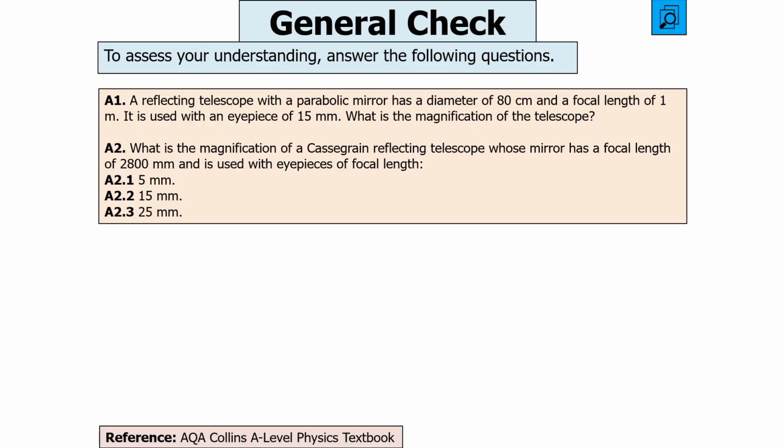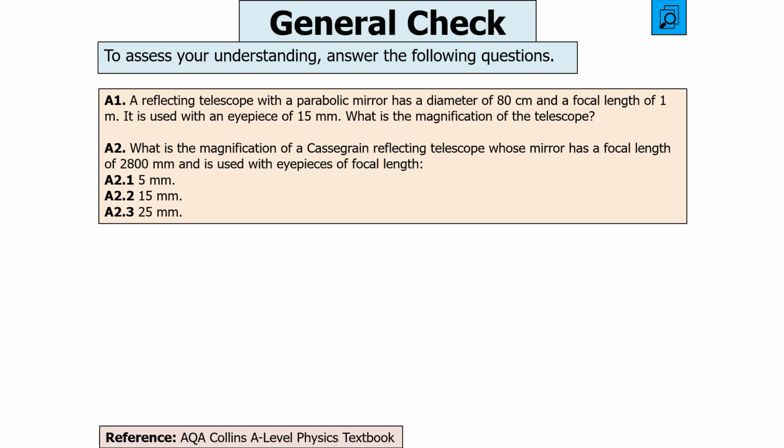The next question says, a reflecting telescope with a parabolic mirror has a diameter of 80 centimeters and a focal length of 1 meter. It is used with an eyepiece of 15 millimeters. What is the magnification of the telescope? Then what is the magnification of a Cassegrain reflecting telescope whose mirror has a focal length of 2,800 millimeters and is used with eyepieces of focal length 5 millimeters, 15 millimeters and 25 millimeters? So pause the video now, then unpause the video when you want to go through your answer.